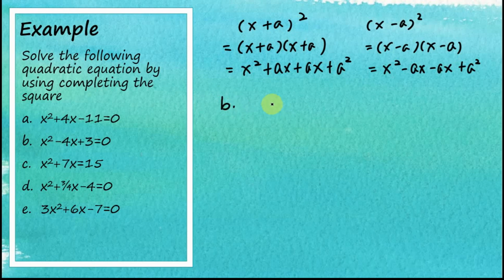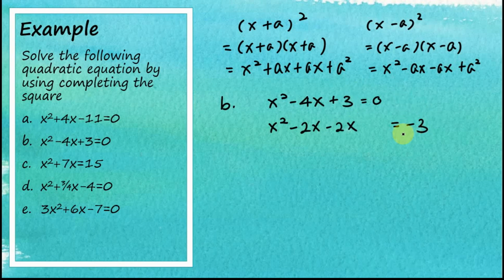B, and let's rewrite the equation. x squared minus 4x plus 3 equal to 0. And to complete the square, we need to have the 4 components, right? So the first one is the x squared, yes, we already have that. And the second one is to split this negative 4x equally into 2 parts, so it becomes minus 2x minus 2x. Okay, and then we shift this positive 3 to the right hand side, it becomes negative 3.